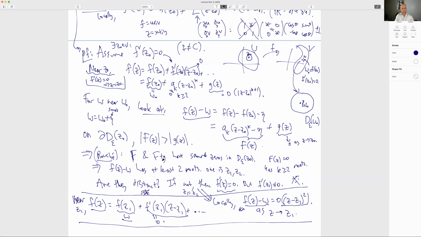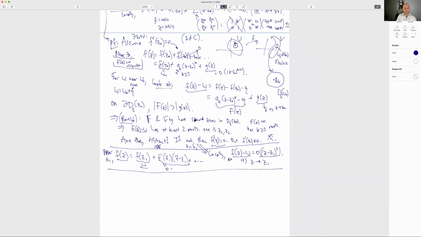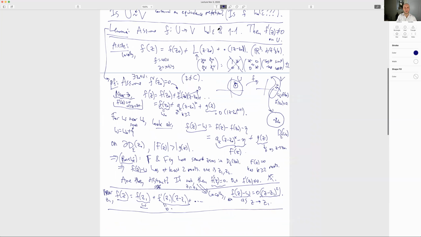Okay, so we used Rouché to produce at least a second order vanishing. That vanishing cannot be at the same point because otherwise that derivative would vanish. And we said we zoomed in on a neighborhood where the derivative doesn't vanish. That means these two roots are distinct, and that means the function is not one-to-one. So if you're one-to-one, then the derivative doesn't vanish.